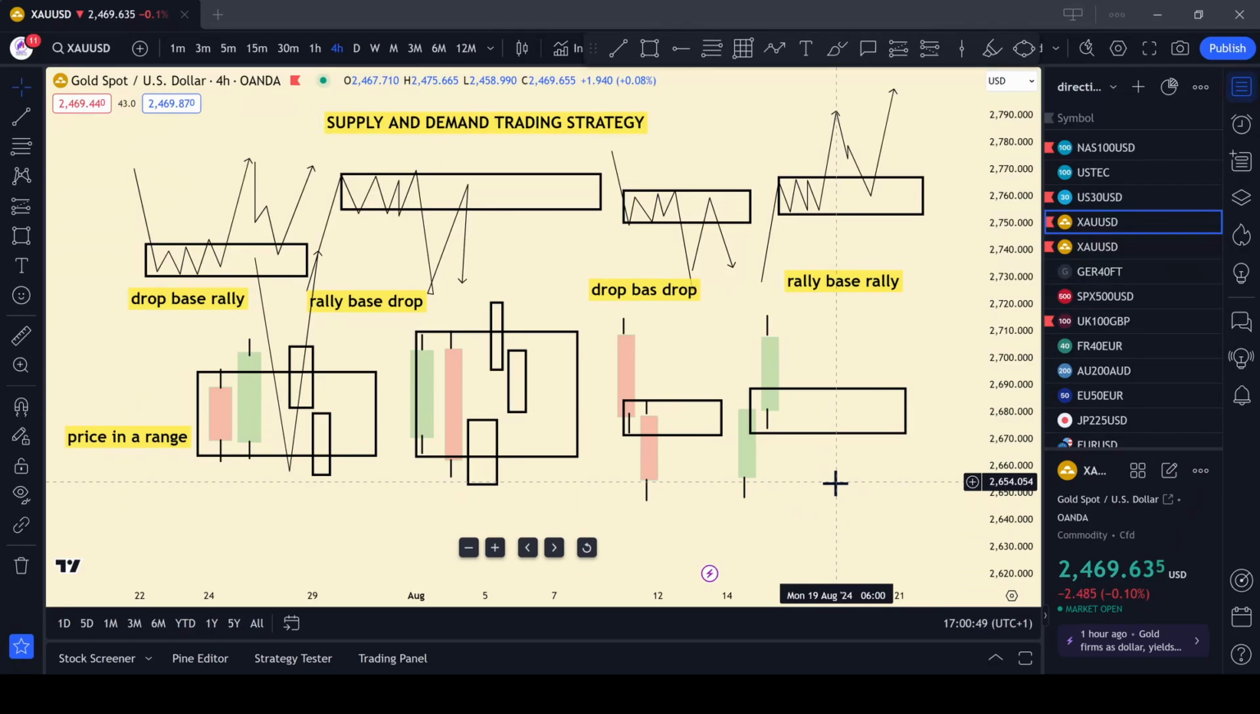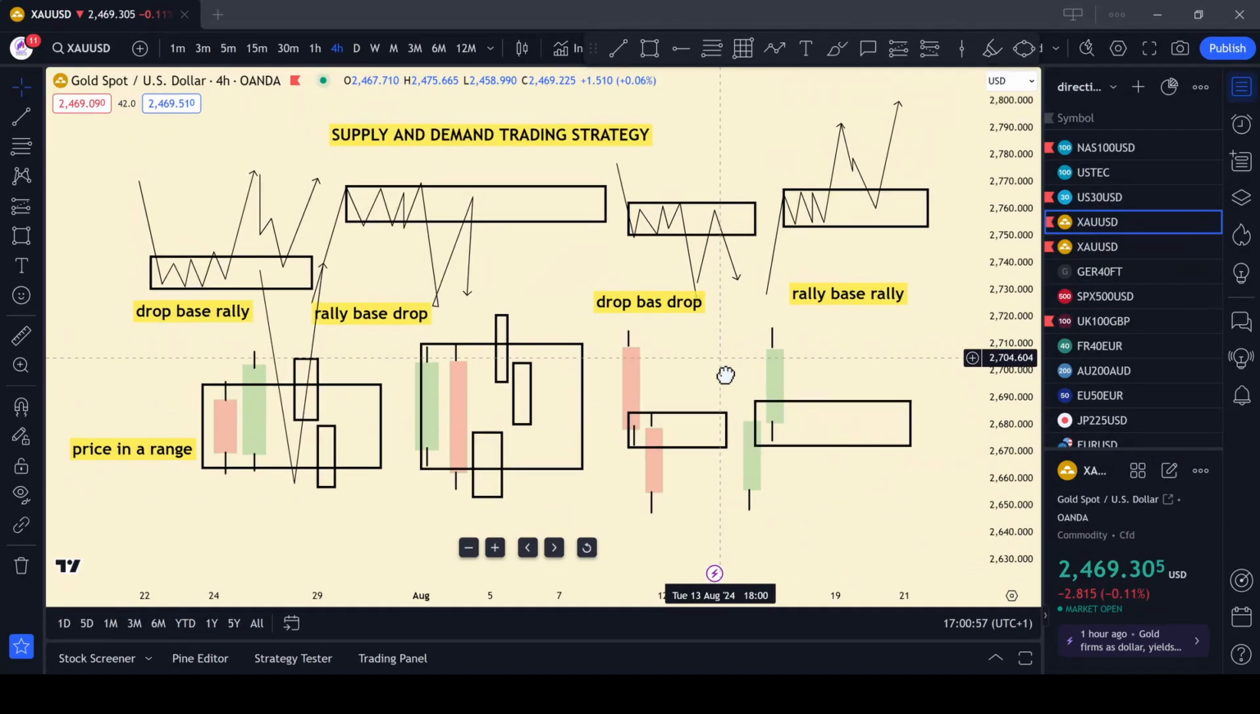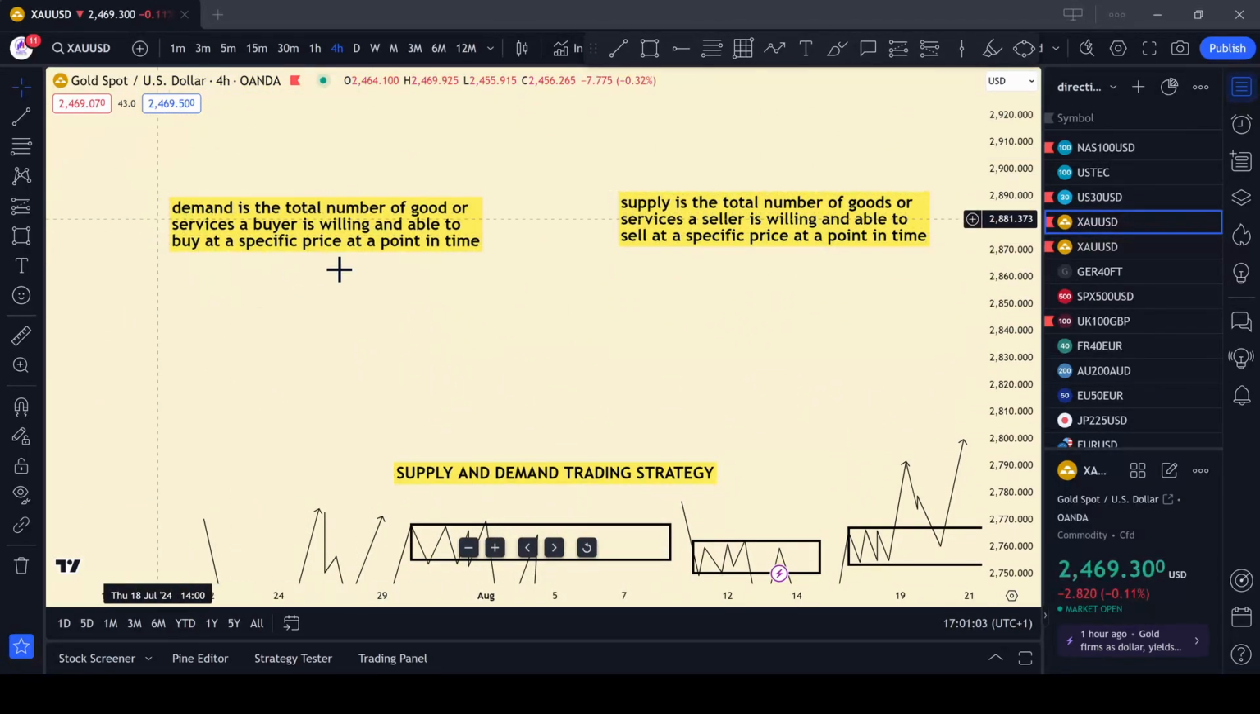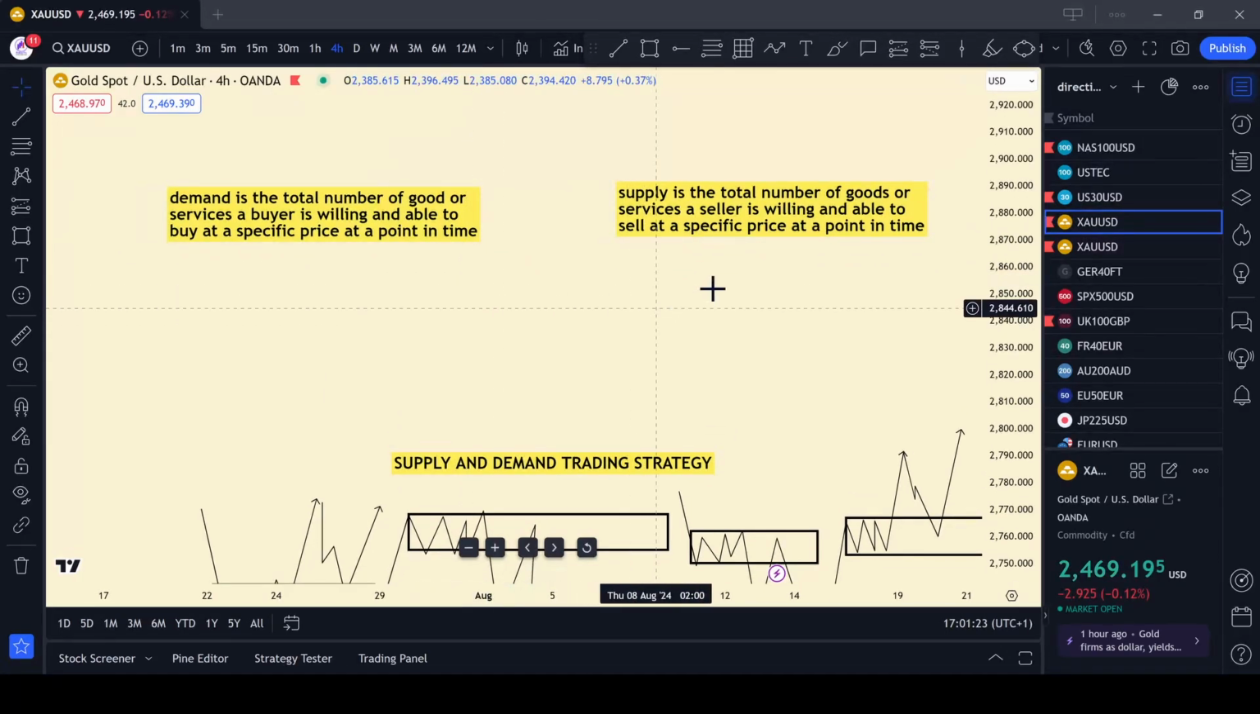But before you understand how I trade my own supply levels, I want to quickly show you the definition of supply and demand. So if you look at the definition I put in here, demand is the total number of goods or services a buyer is willing and able to buy at a specific price. It could be $10, $20, $2, or $1,000 at a particular point in time. Because Forex trading is all about price and time.